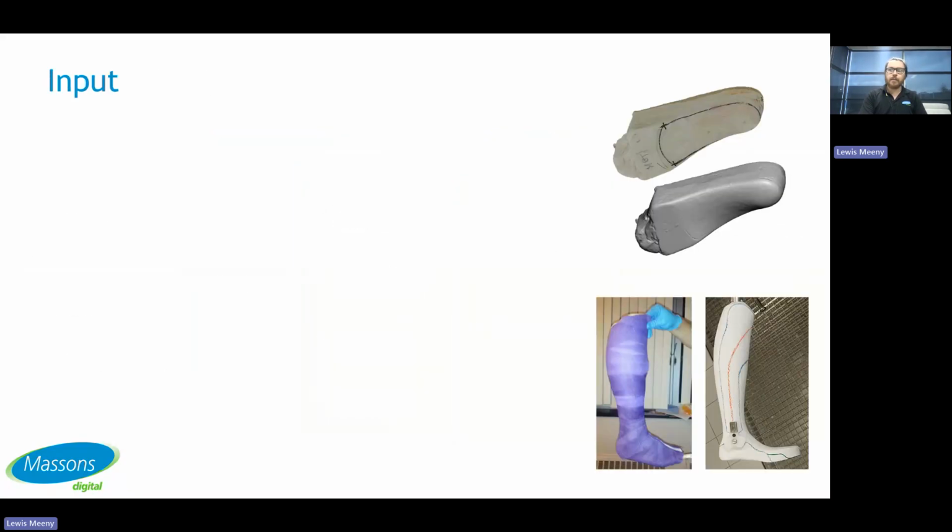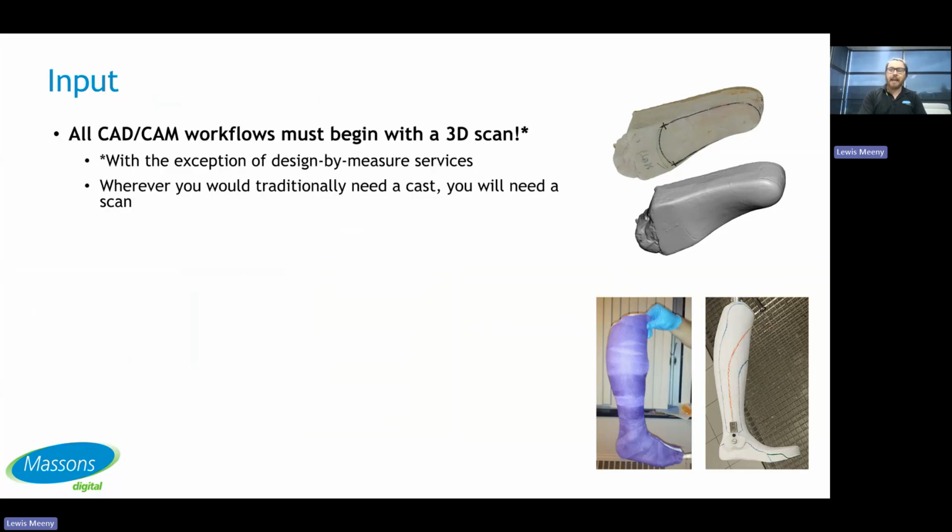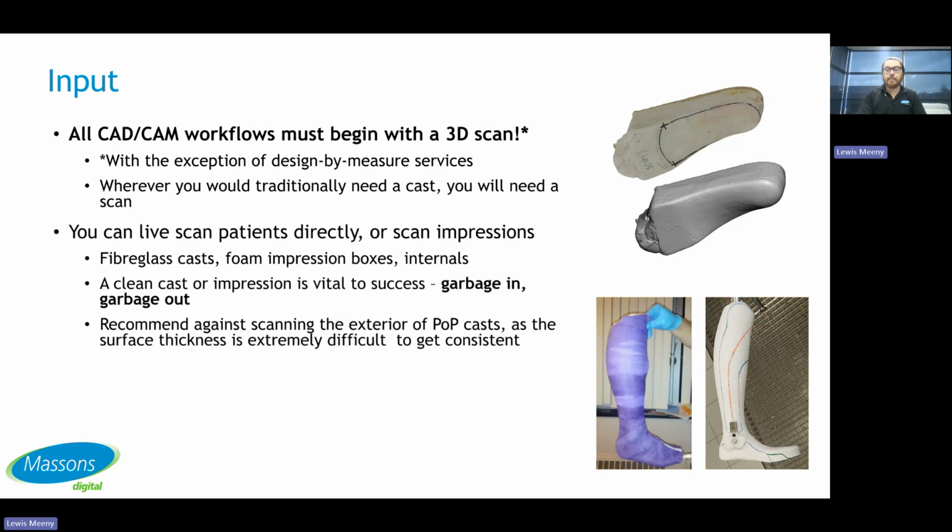Starting with input. All CAD-CAM workflows have to begin with a 3D scan, with the one exception, designed by measure. But in general, if we're talking about custom patient-matched devices, basically anywhere you need a cast, you would need a scan. You can scan patients directly or scan an impression. So it really doesn't matter how you get the shape capture, so long as you get it and that it's a clean cast or impression. Garbage in, garbage out. The better input we have, the better output we're going to have.